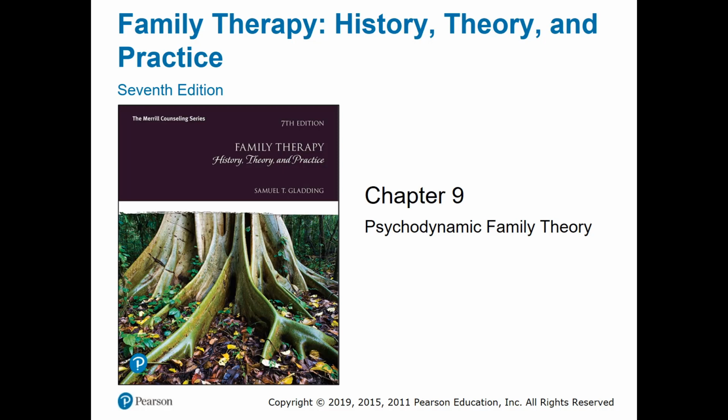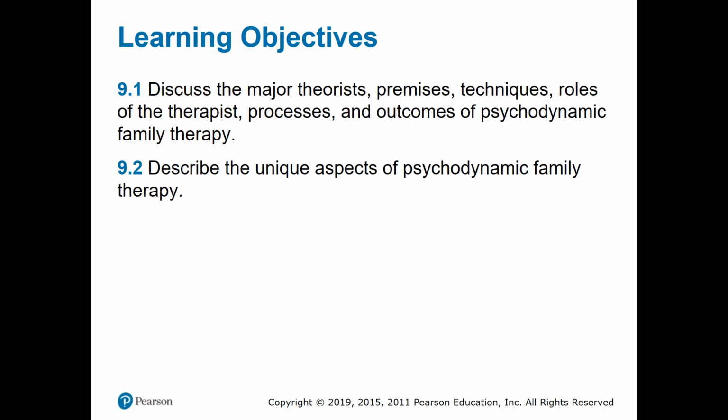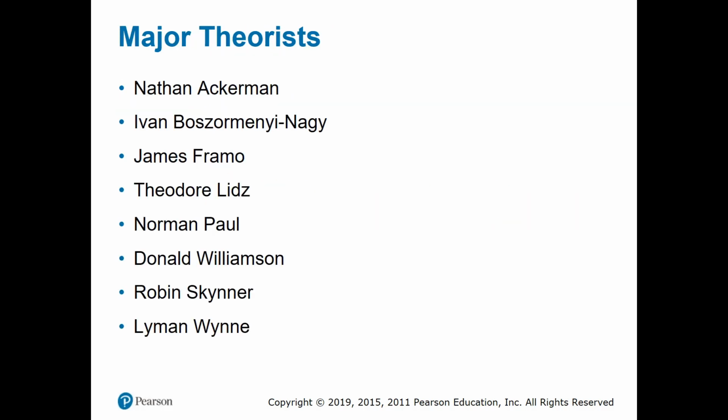Chapter 9 begins our look at specific theoretical premises or therapeutic focuses of family therapy. And so Chapter 9 specifically goes into psychodynamic approaches. Some of the objectives are discussing the major theorists, premises, techniques, roles of the therapist, processes, and outcomes of psychodynamic family therapy, and describing the unique aspects of psychodynamic family therapy. Some of the major theorists include Nathan Ackerman, Ivan Boszormenyi-Nagy, James Framo, Theodore Lidz, Norman Paul, Donald Williamson, Robin Skynner, and Lyman Wynne.